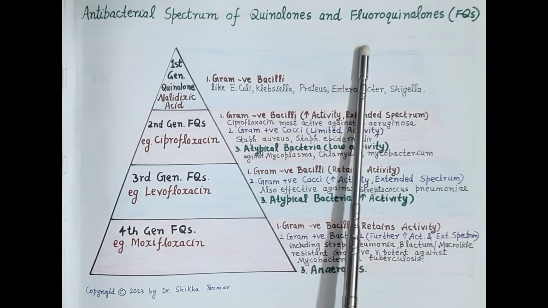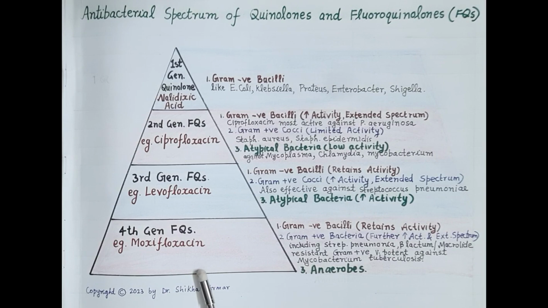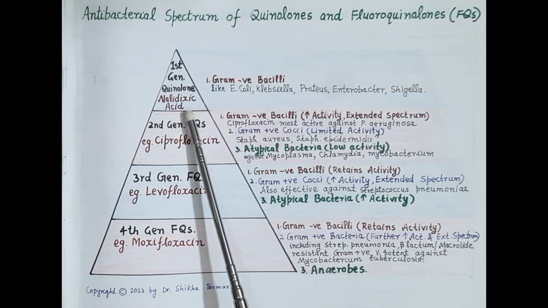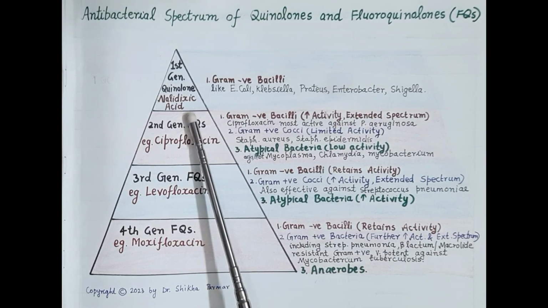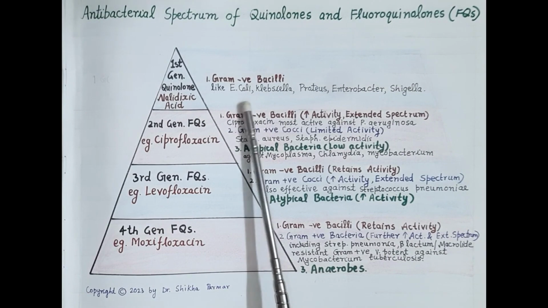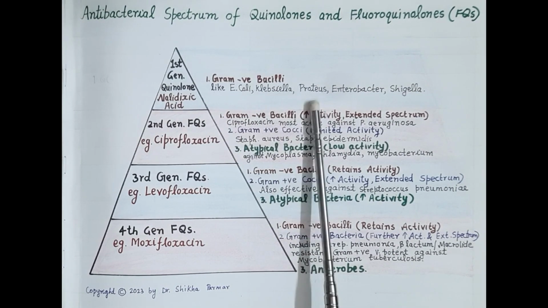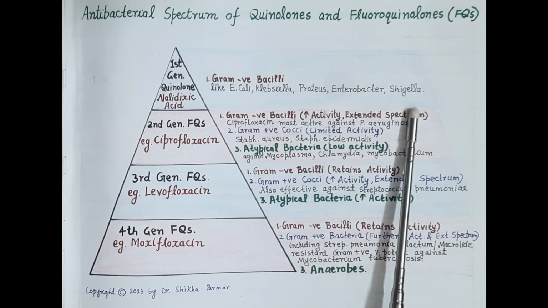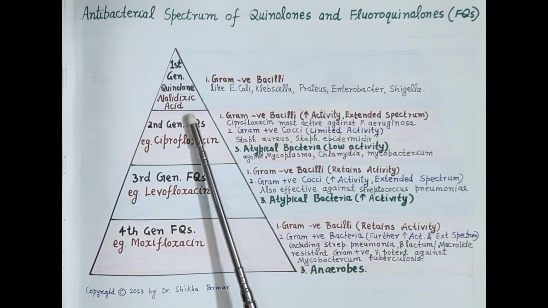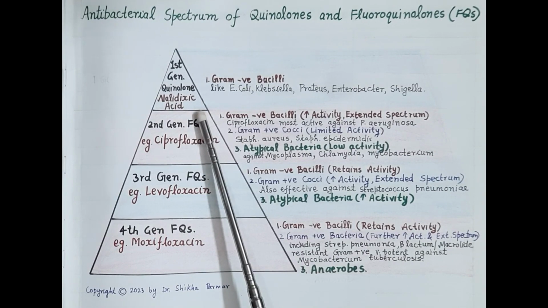Now all these antibiotics are effective against gram-negative bacilli. That is, they are effective against gram-negative rod-shaped bacteria. Now, nalidixic acid is the first generation quinolone that is active against and kills gram-negative bacilli like E. coli, Klebsiella, Proteus, Enterobacter, Shigella, but not active against Pseudomonas. It has no activity against gram-positive and atypical bacteria. So, quinolones are narrow antibacterial spectrum antibiotics.